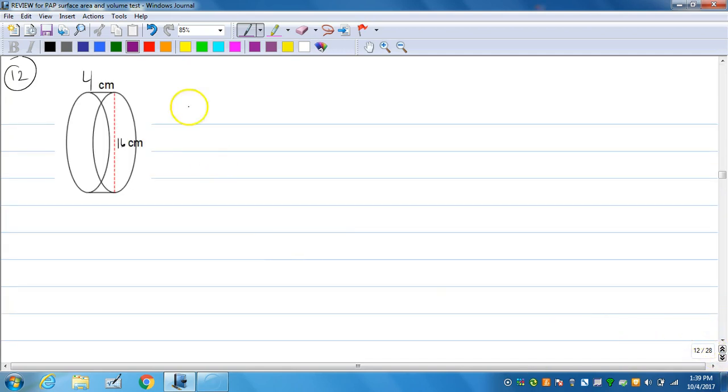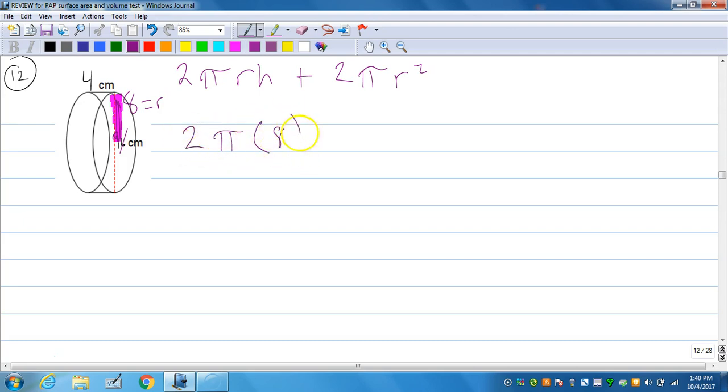Number 12, a cylinder. Cylinder surface area formula: 2 pi rh plus 2 pi r squared. Again, this is the whole thing. I only want half. That will give us half. That's 8. That is the r. I only want from here, not the whole thing, 16, just half. So it's 2 times pi times my radius, which is 8, times my height.